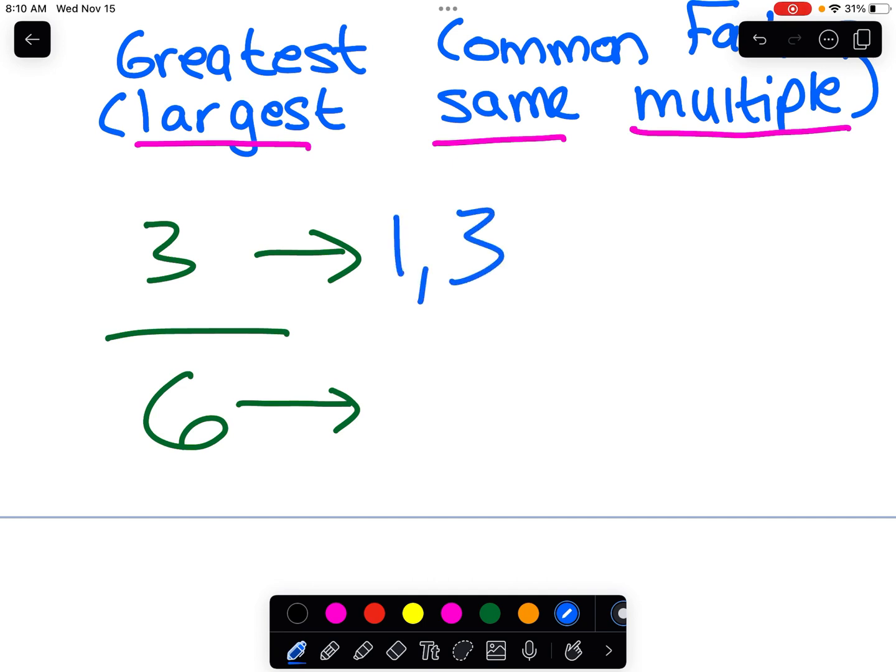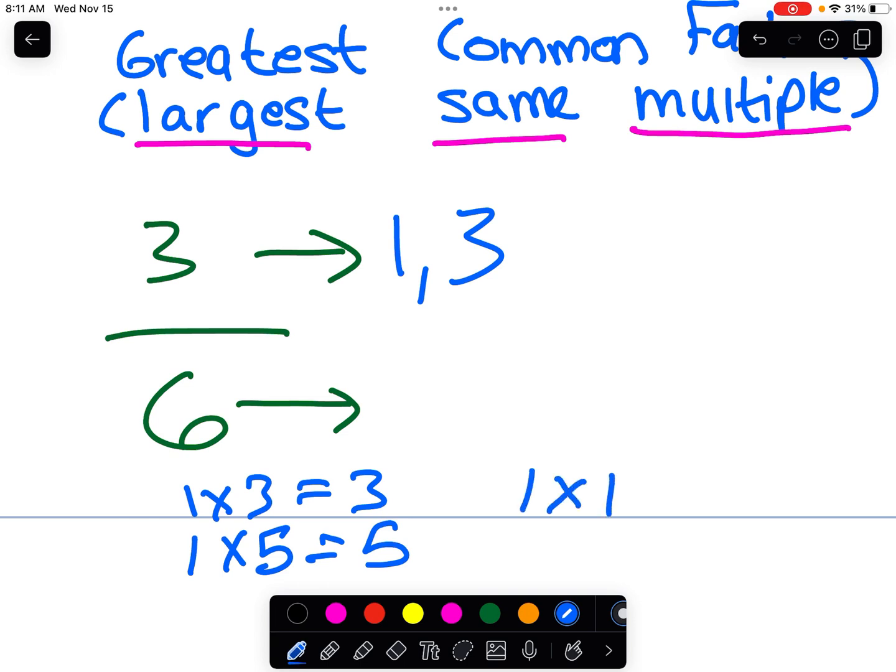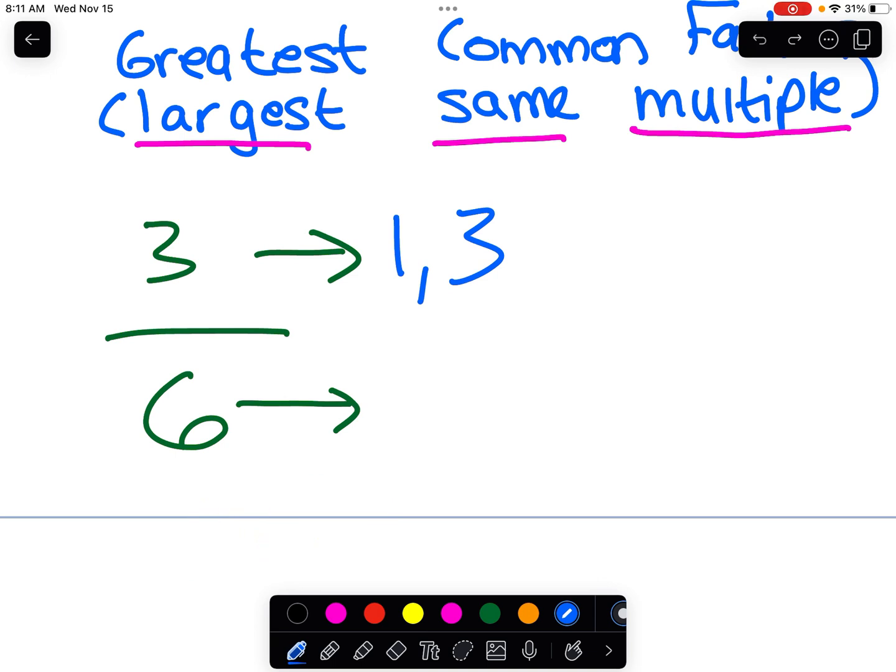Any number times 1 is itself. For example, 1 times 3 equals 3, and 1 times 5 equals 5. The point here is that any number multiplied by 1 is itself. That means there are automatically 2 factors for every whole number, 1 and itself. So we know for 3 it's 1 and 3, and for 6 it's 1 and 6. I hope I haven't lost you here.